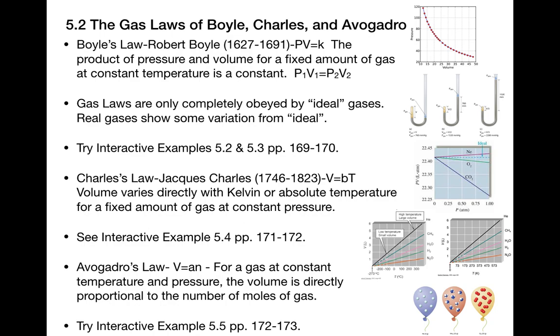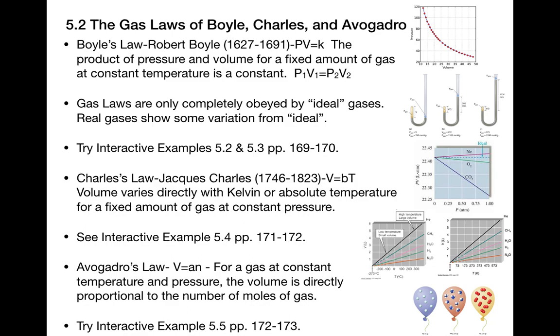Jacques Charles came up with Charles's law, which is volume equals constant times temperature, which shows that volume varies directly with the Kelvin temperature. So if you take volume on the y-axis and temperature on the x-axis, you'll get a direct relationship.